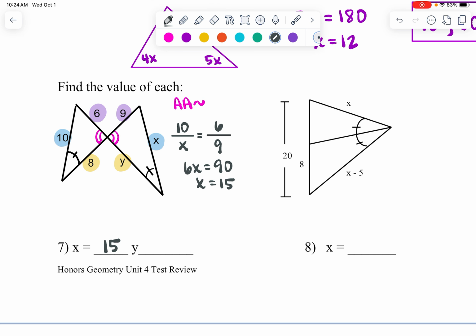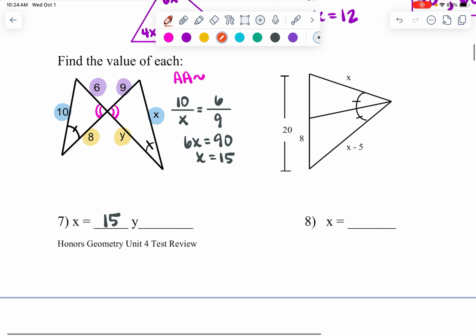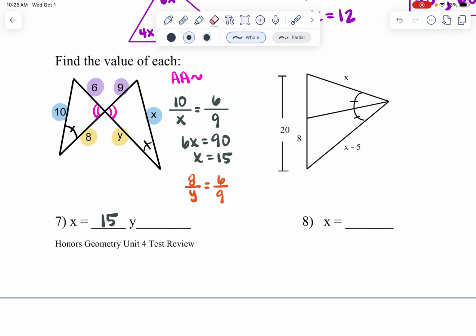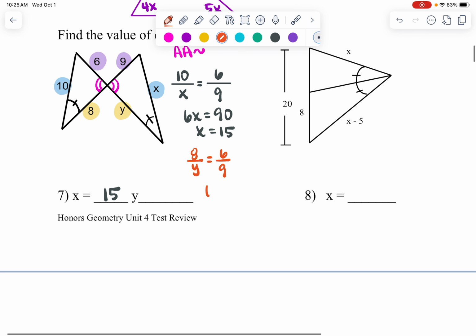And then, of course, to solve for y, we're going to do the same, right? I'm going to do the same movement. I'm going to do 8 is to y. You don't have to move the same way I do, but if I do 8 is to y, left to right, I have to do 6 to 9 again, right? All right, and then just cross multiply. We should all be getting 6y equals 72, which gives us y equals 12.